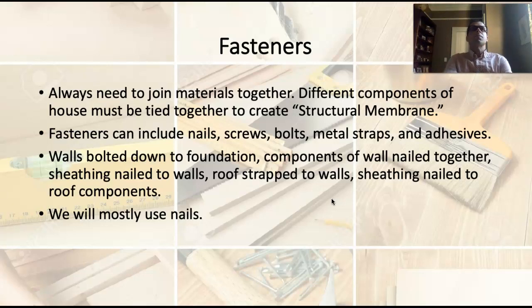So common fasteners that we're going to use are nails. Far and away, the most common fastener we're going to use are nails. Screws we use somewhat sparingly when we're building a house. Bolts are used in certain applications, metal straps in certain applications, adhesives, not so much structural, but mainly for squeaky floor remedies and stuff like that. But we're going to talk a lot more about this throughout the year.